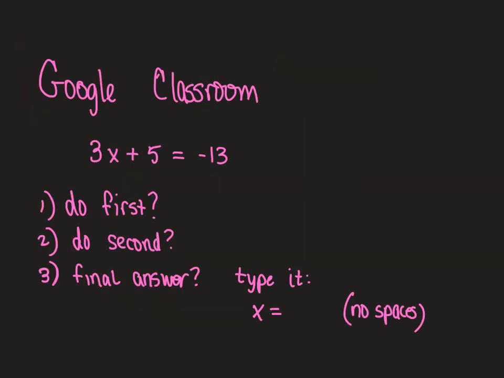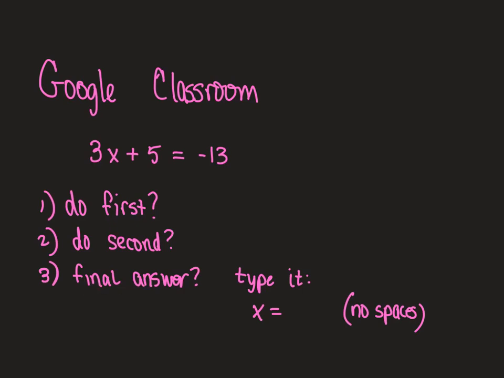Here is your Google Classroom question. 3x plus 5 is equal to -13. What are you going to do first? Are you going to divide by 3 or are you going to subtract 5? What do you do second? Divide by 3 or subtract 5?